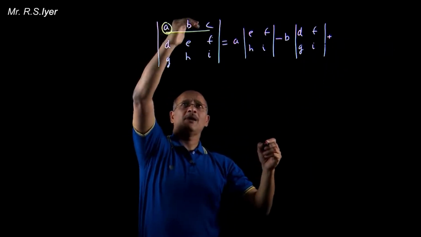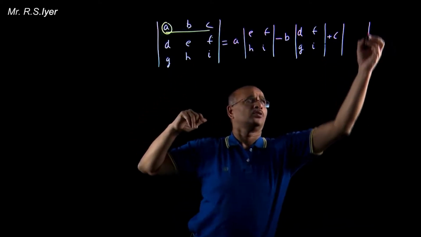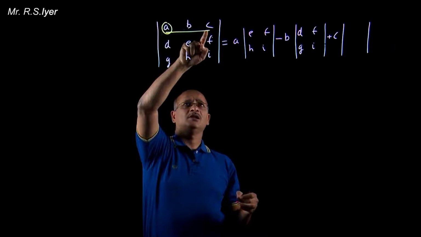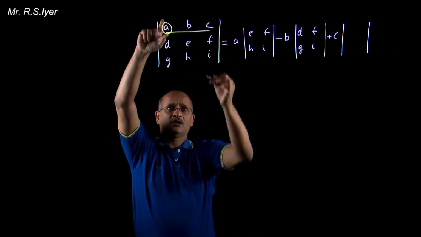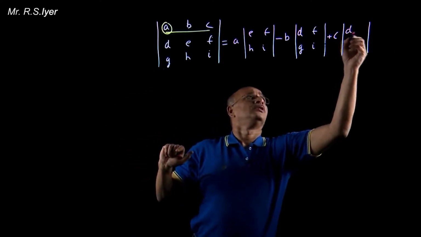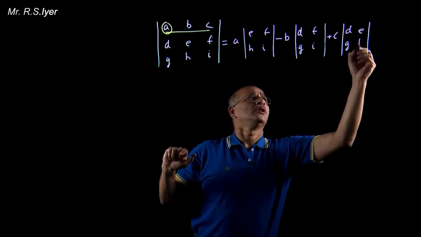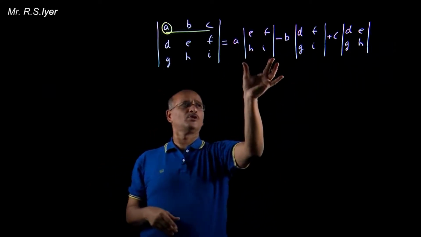So plus, minus, plus. Plus C into, check what is left out. C is in the third column and the first row. So leave the first and the third. What is left out? D, E, G, H. Then evaluate it. You know how to evaluate the determinant of order 2.